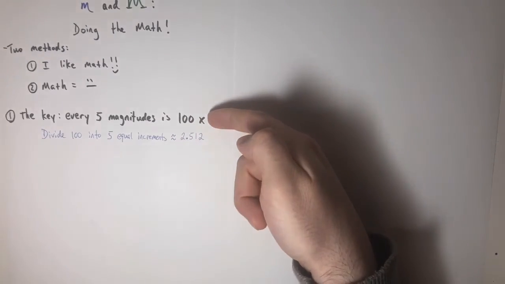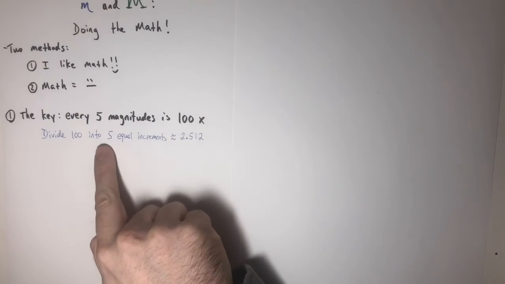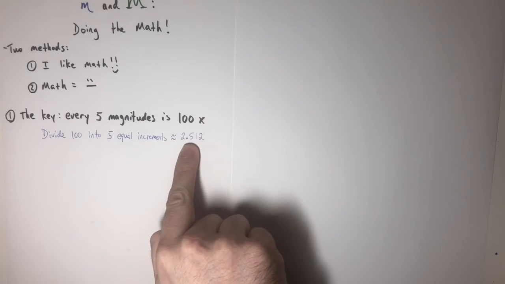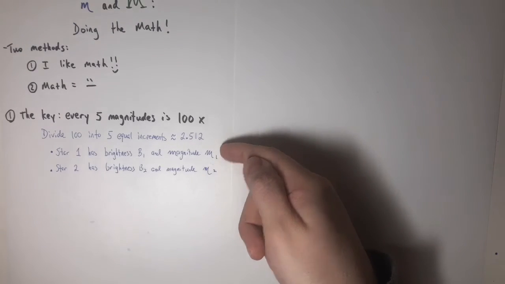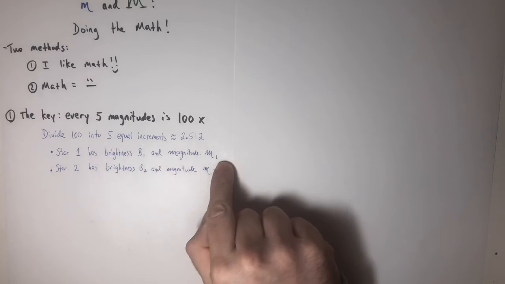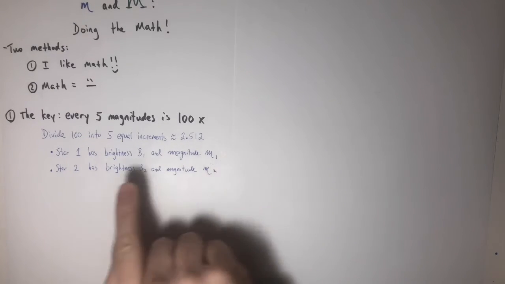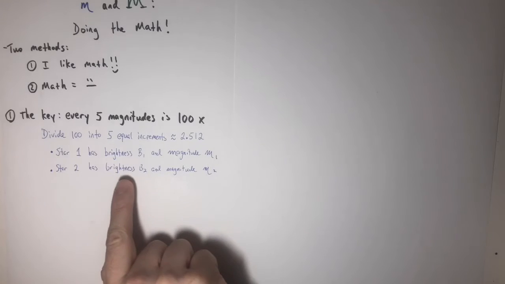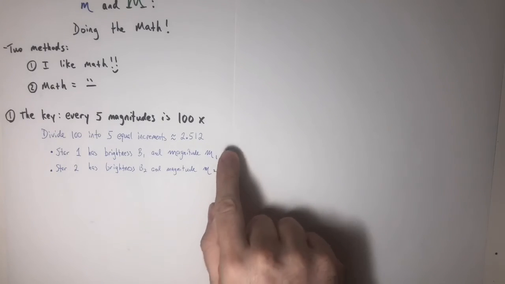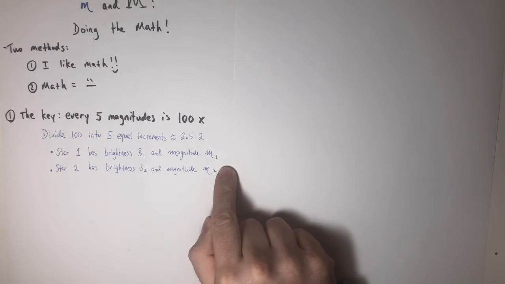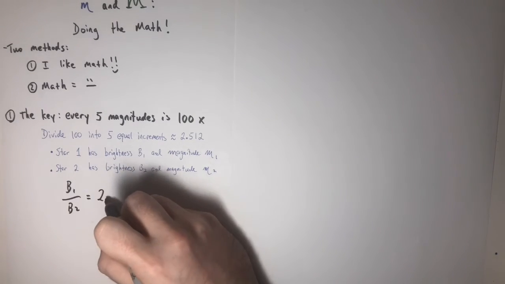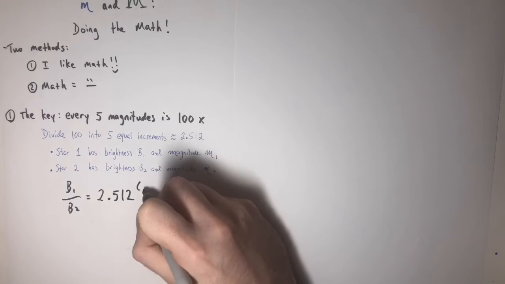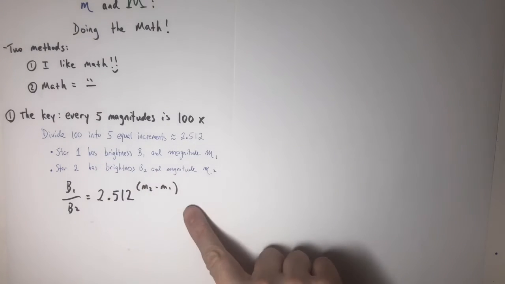If you take a factor of 100 and divide it into 5 equal increments, then you get that factor of 2.5 that was mentioned before. It's closer to 2.512. So let's suppose you've got star 1 that has some brightness B1 and magnitude lowercase m1, and some other star, star 2, brightness B2, magnitude m2, and you want to compare how much brighter one is than the other. So this is how you do it.